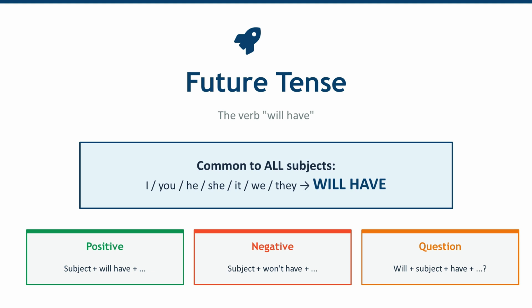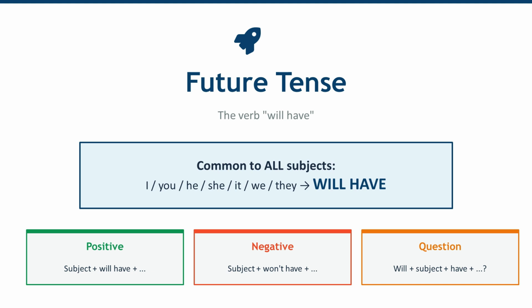For positive sentences, the structure is subject plus will have plus the rest. For example, I will have a holiday tomorrow. For negative sentences, we use won't have. Won't is the short form of will not. The structure is subject plus won't have plus the rest. For example, I won't have a holiday tomorrow.